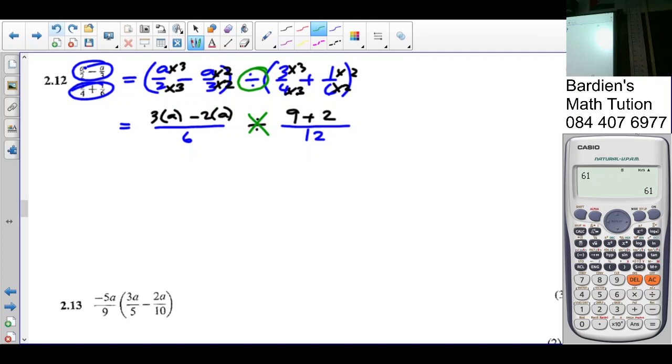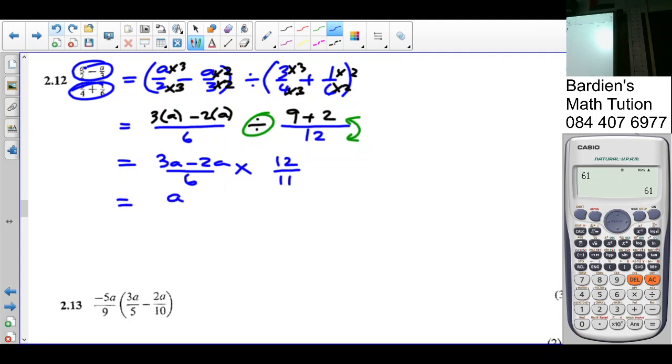You must have one term first. There must be one number after the division before we can tumble and times. Okay? So have one fraction. Right, so at this point we're going to change this to multiplication, tumble and times. So what do we have? 3a minus 2a over 6 times 12 over 11. Now 6 going into 6 is 1, 6 going into 12 is 2. 2 times a, 2a over 11.